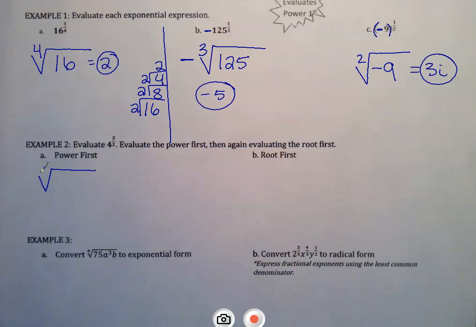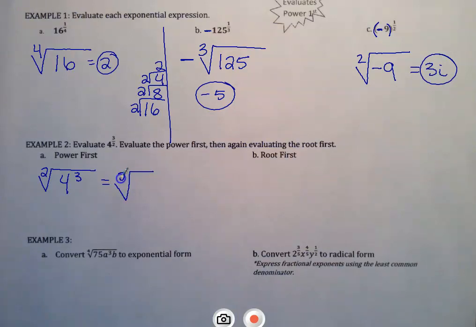So what's my index? 2. And what goes inside here? 4 to the power of 3. In this case, I'm going to do my power first because everything is underneath here. I have to solve the power first. So what is 4 to the third? It's 4 times 4 times 4, which is 64.